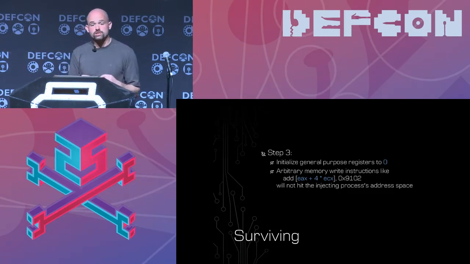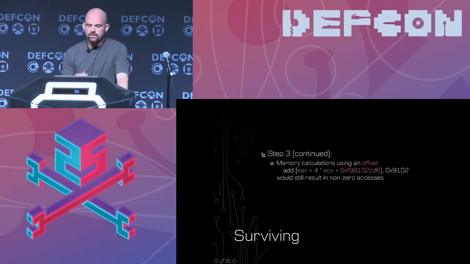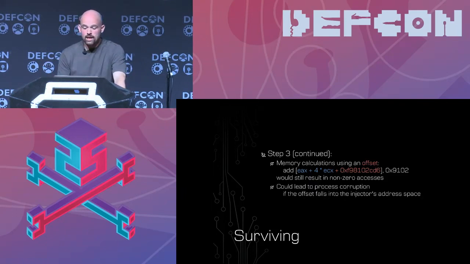By loading all the registers to 0, we ensure that the memory address portion of this instruction resolves to 0. But that's not quite enough just yet, because x86 has some complicated addressing modes. We can have an address like EAX plus 4 times ECX plus some weird long offset. Even though we can ensure that the part on the left resolves to 0, the part on the right might still fall into the process's address space, in which case you could corrupt yourself beyond repair. We don't want that to happen.